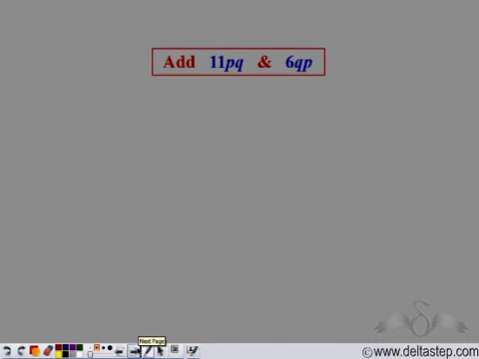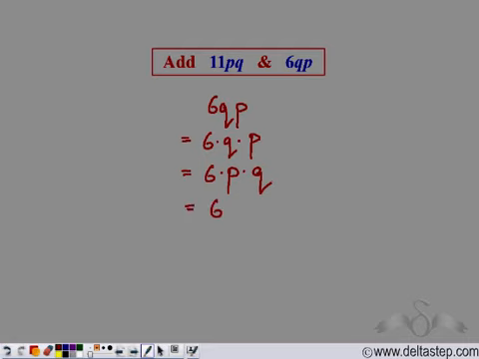Now we have to add 11pq and 6qp. So we have 6qp. What is 6qp? It is 6 into q into p. Now we can write it as 6 into p into q, because q into p is the same as p into q. We get 6pq.